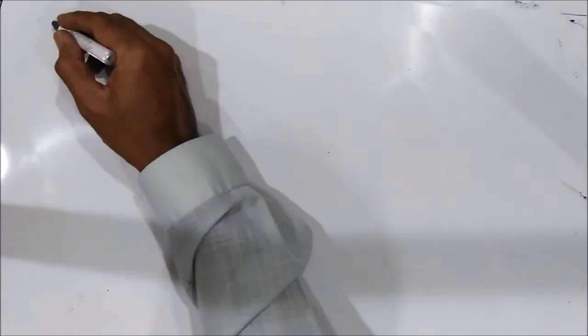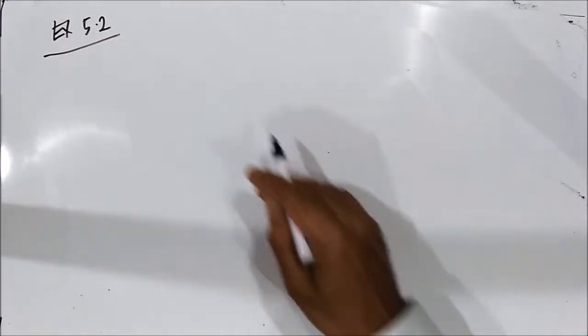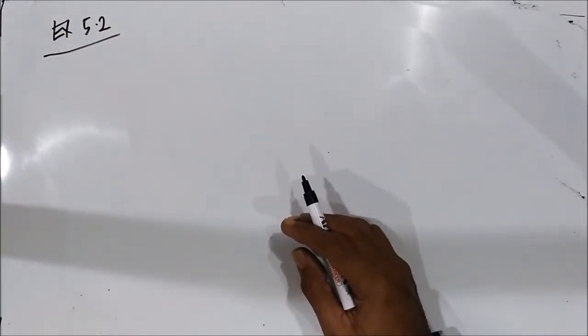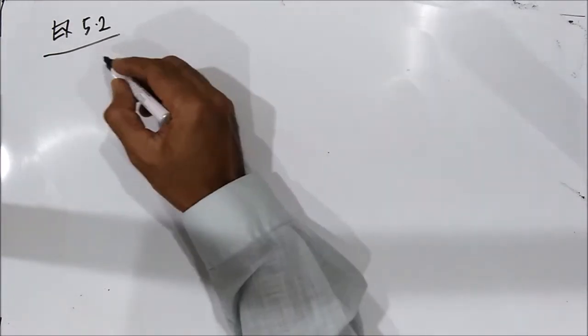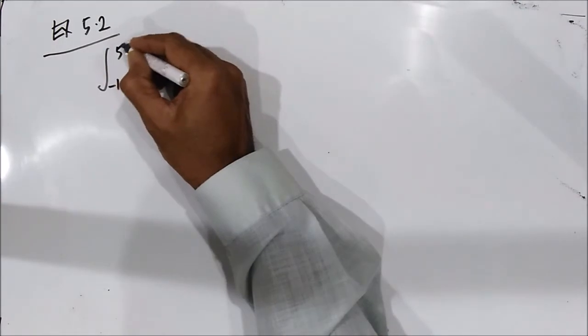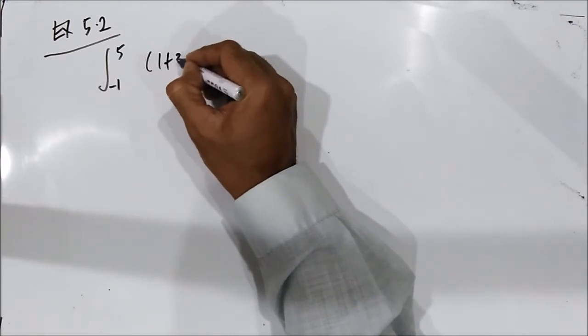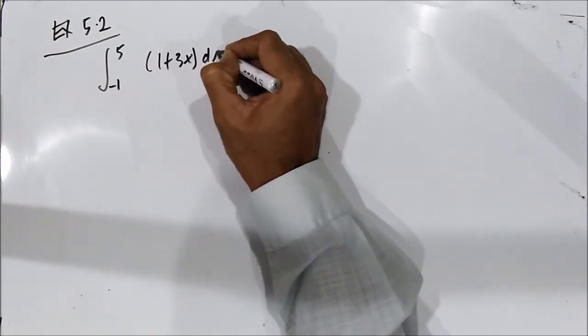Okay, we continue with our integrations. So please refer to example 5.2. Example 5.2, the integrations. Let's say I want to integrate this function. I want to integrate it from the limit -1 to 5, of 1 plus 3x dx.